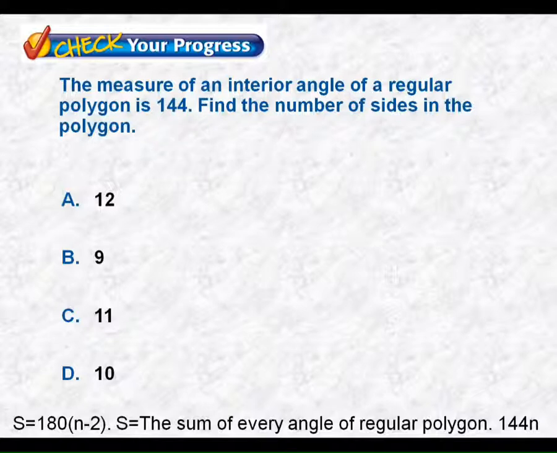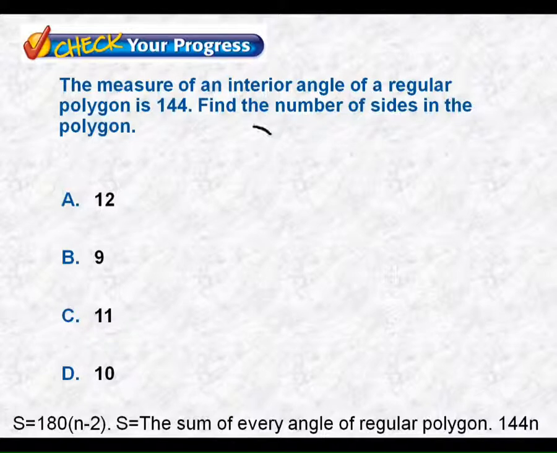So I know if there's 3 of them, they're each going to be 144 degrees. Which is going to be impossible because a triangle can't have 3 144-degree angles, right? If there's 5 of them, there's going to be 5 144-degree angles, and so forth. So I want to find the number of sides in this polygon.